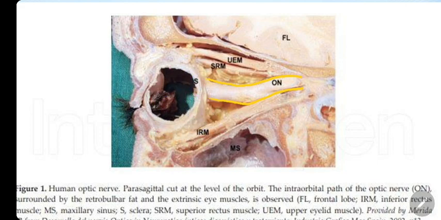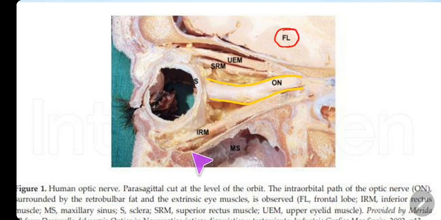Now look at the surrounding relations. Here you are seeing the roof of the orbit. The roof of the orbit is partly formed by the frontal bone, and behind it by the sphenoid bone as well, right? Now look here. What is related to the roof of the orbit? It is the frontal lobe of the brain.